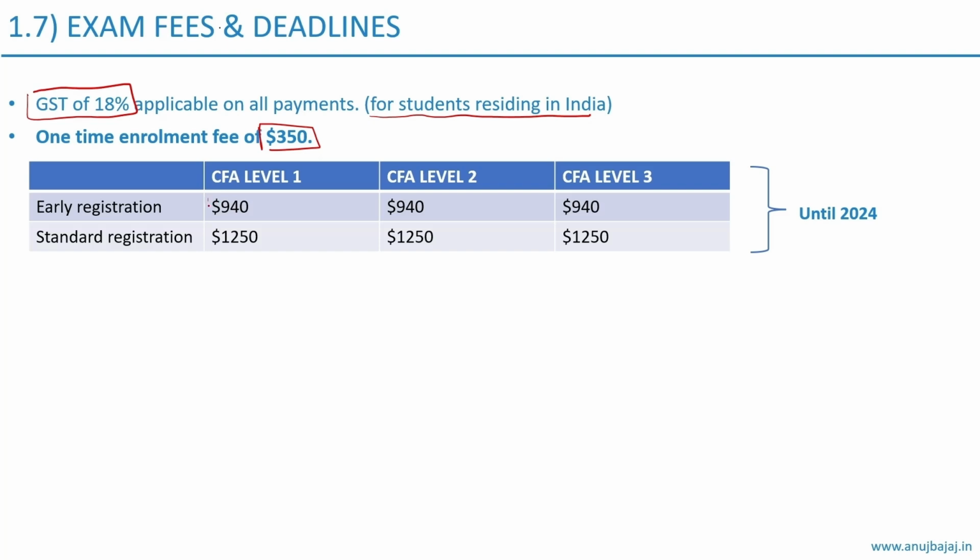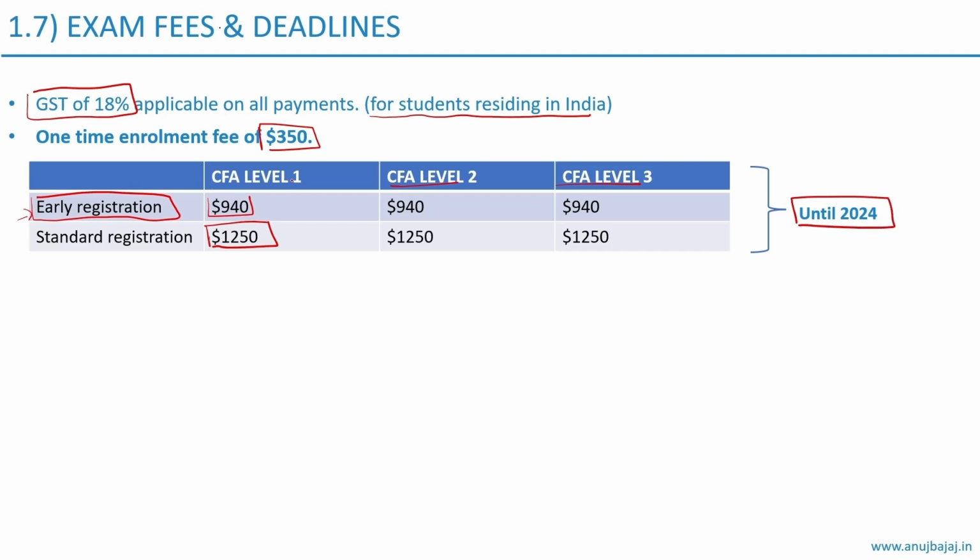So these are the fees. You have to pay $940 if you register within the early registration deadline. But if you miss the early registration deadline, the fee increases to $1250. The fees are the same for all the 3 levels, and this structure remains only until 2024.